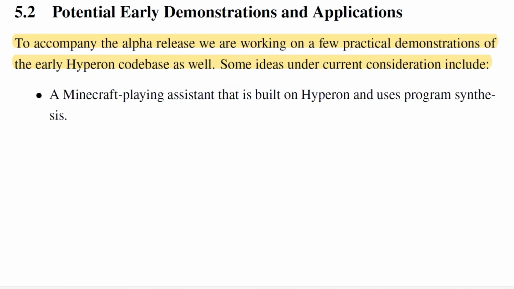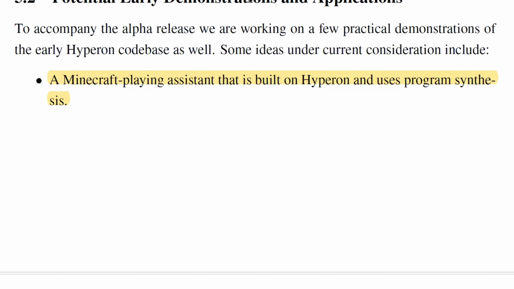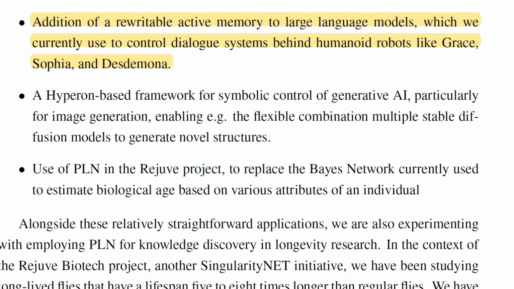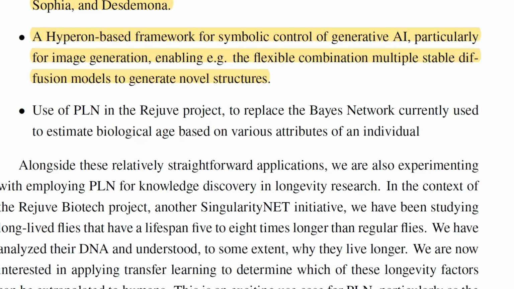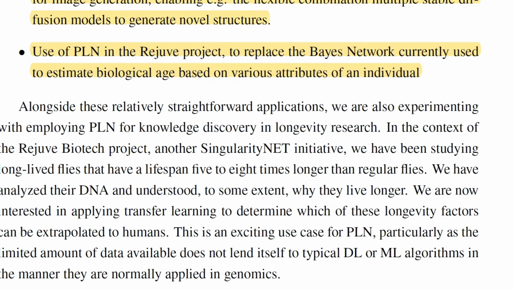To accompany the alpha release, we are working on a few practical demonstrations of the early Hyperon codebase as well. Some ideas under current consideration include a Minecraft playing assistant that is built on Hyperon and uses program synthesis. Addition of a rewritable active memory to large language models, which we currently use to control dialogue systems behind humanoid robots like Grace, Sophia, and Desdemona. A Hyperon-based framework for symbolic control of generative AI, particularly for image generation, enabling e.g. the flexible combination of multiple stable diffusion models to generate novel structures. Use of PLN in the Rejuve project to replace the bias network currently used to estimate biological age based on various attributes of an individual.